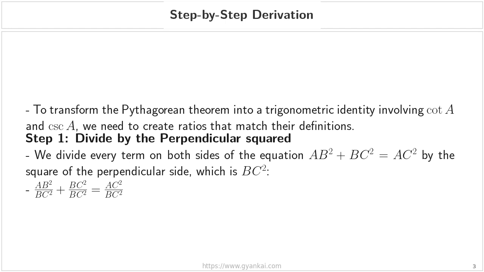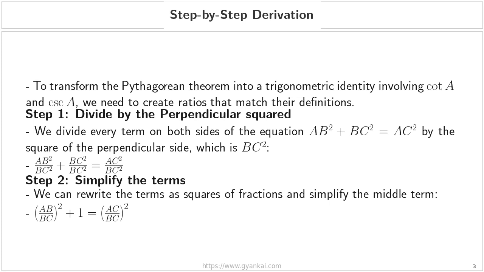To get the ratios we need, we are going to divide every single term on both sides of the equation by the square of the perpendicular side, which is BC squared. When we perform this division, our equation becomes AB squared over BC squared plus BC squared over BC squared equals AC squared over BC squared.